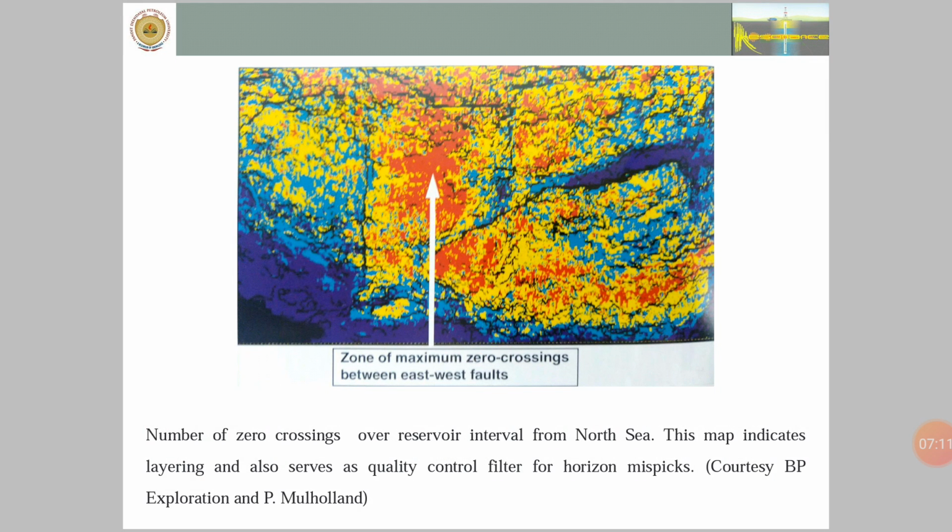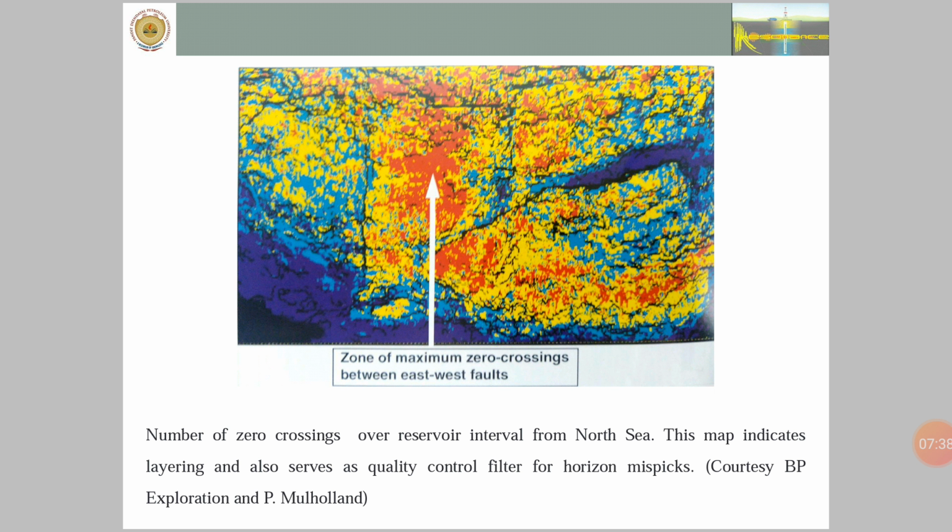where we are trying to understand the number of zero crossings over reservoir interval from the North Sea. The interval has been shown in the vertical section between the two green arrows. The fault can be seen once again, which is a dark blue patch, and the zone of maximum zero crossing between east and west fault is also seen, which is marked by a white color arrow.